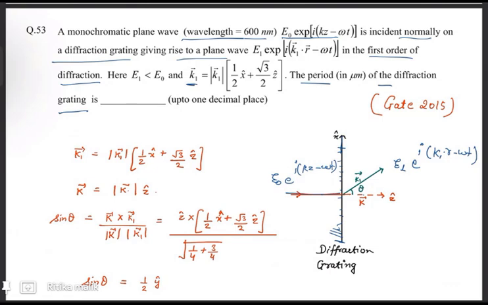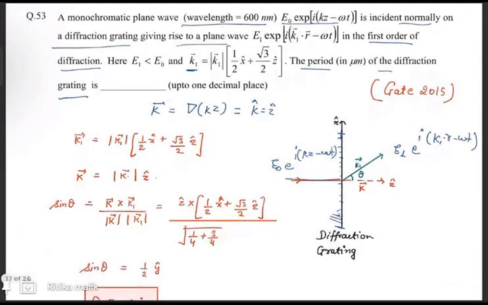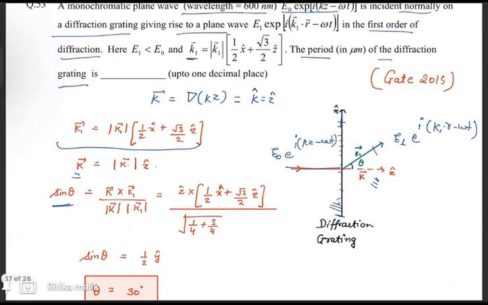We are given the k1 vector, and the k vector is given by the gradient of kz, which is equal to k in the z cap direction. So this is our k1 vector and this is our k vector, which is mod of k into z cap. Now we know that sine theta is given by the cross product of k cap cross k1 cap. It's a simple way to calculate the sine of theta between two vectors.